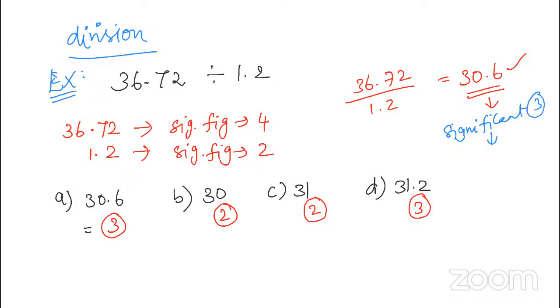The answer in the options should be the least significant figures. So the least significant figure value here is 2. So we have to round off this value. So 30.6 we have to convert to 31. So here 31 is the correct one. So now we can go for the option that is 31. Clear, children?